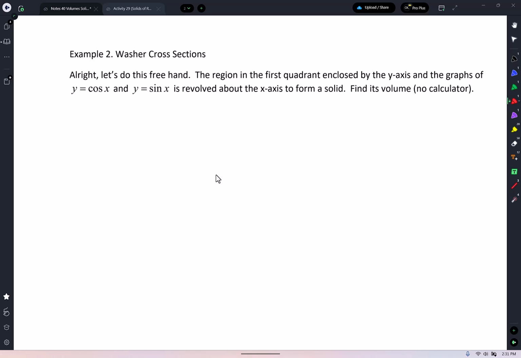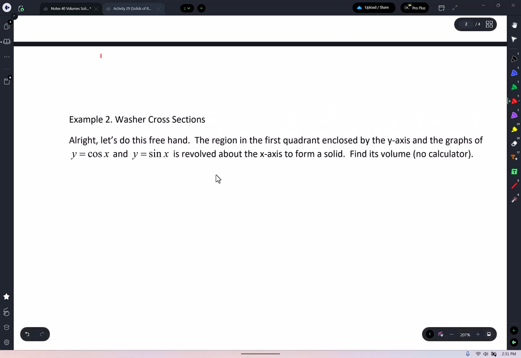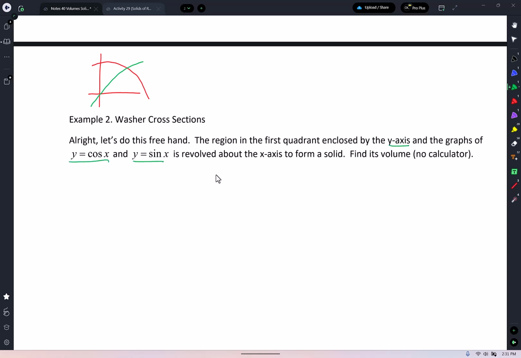Do you guys remember how cosine x looks? Do you guys remember how sine x looks? Okay, so I'm going to draw a little sketch here because I don't want to take up this space. Here's how cosine x looks, and here's how sine x looks. So we're looking at, look what it says. The region in the first quadrant enclosed by the y-axis, the graph of y equals cosine x, y equals sine x, is revolved about the x-axis to form a solid. Find the volume, no calculator.